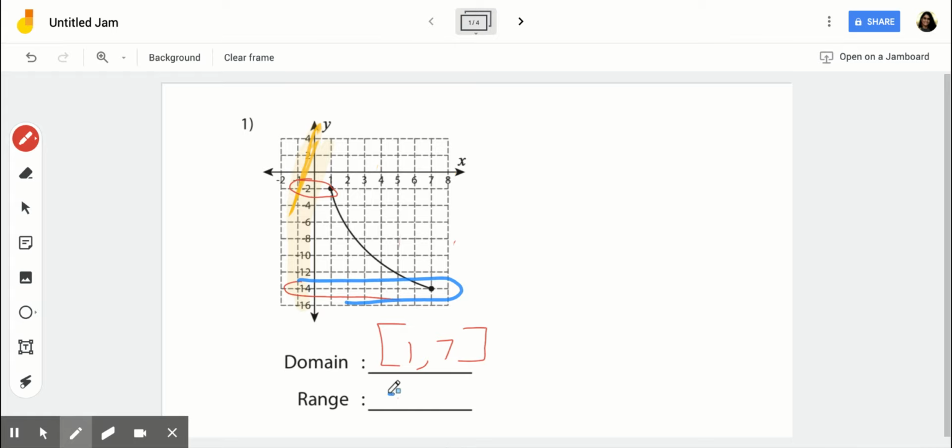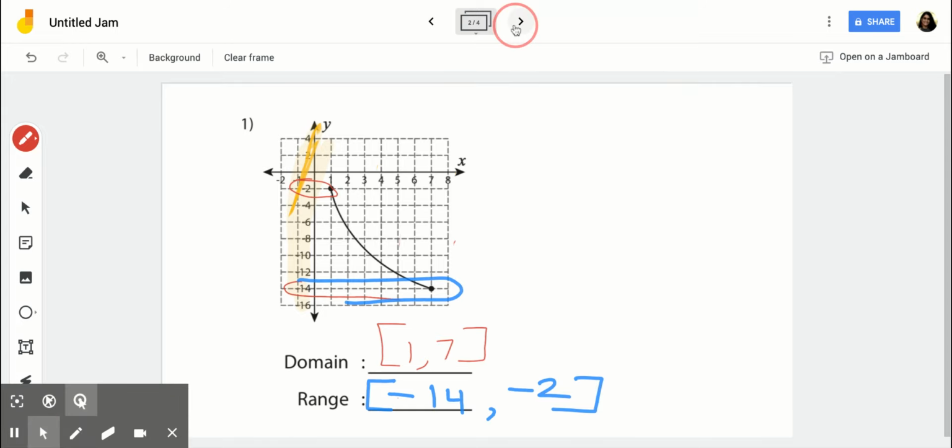Okay, so -14 is the bottom number, and the top number, so I keep going up, up, up, up right there, and we had talked about it before, is -2. So smallest to biggest, smallest to biggest. I am going to put brackets around here for the same reason I put brackets around the domain, because they're colored in dots. Okay, I'm going to do example 2 with you guys next.